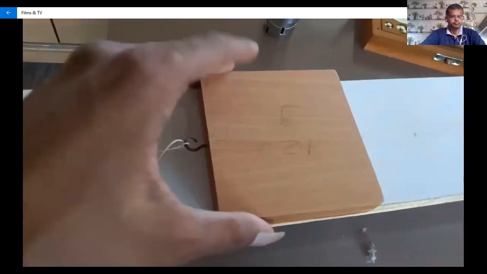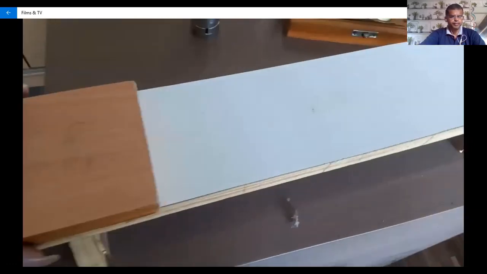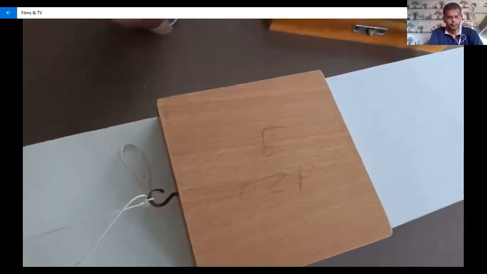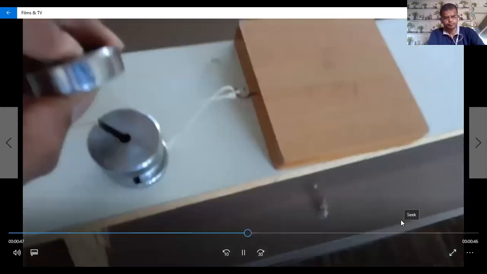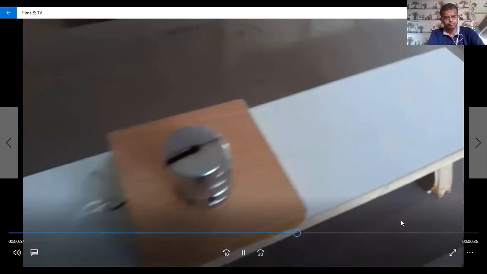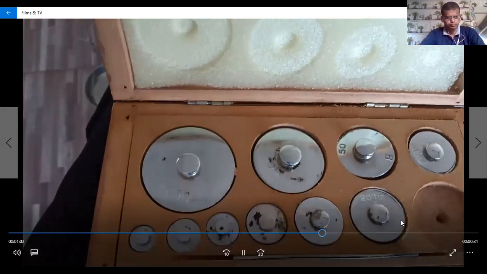We put mass on this pen, and then we see that this block moves very easily without friction. Now we have some known masses today. We put them on the block. Each is 50 grams, so 50, 50 each. Today we use a total of 250 grams on the block. Then we show a smaller weight box. These weights we use in the pan.